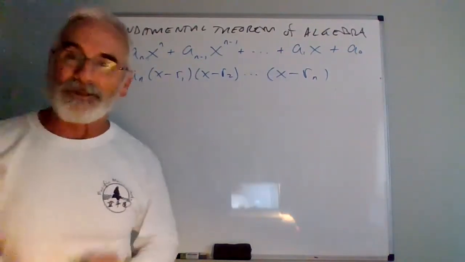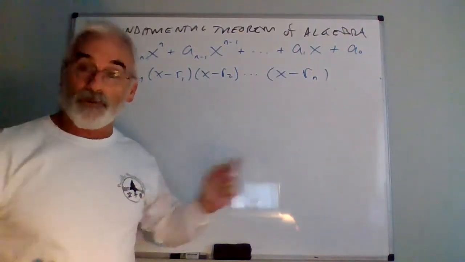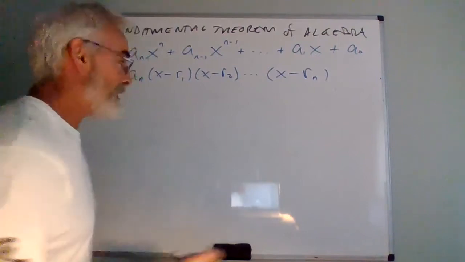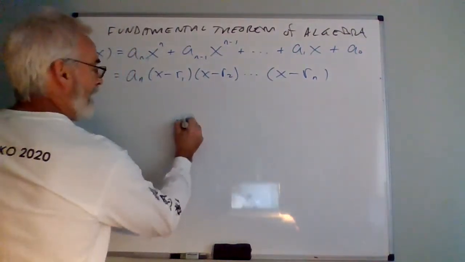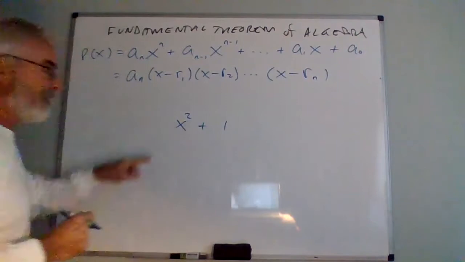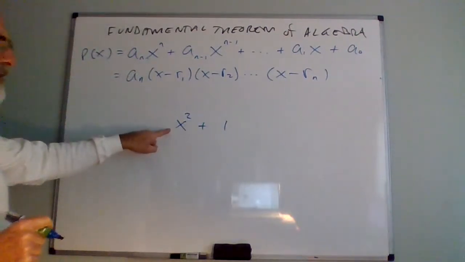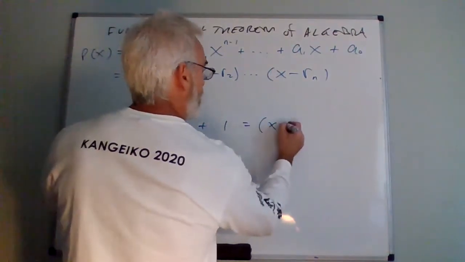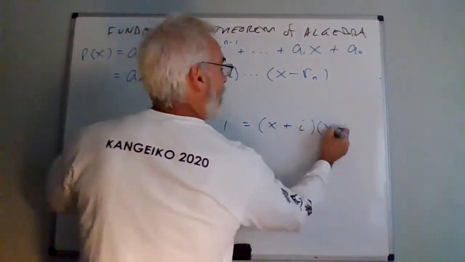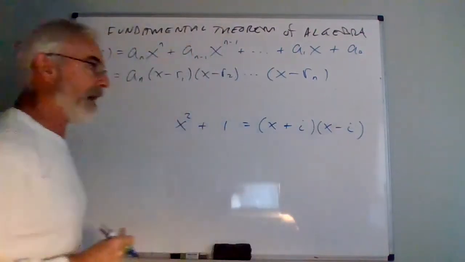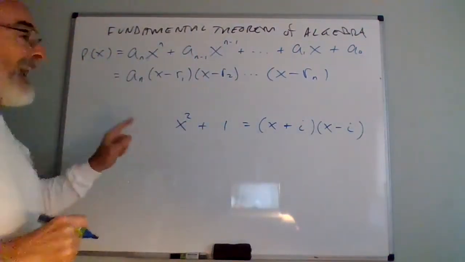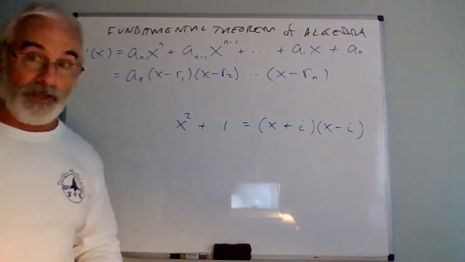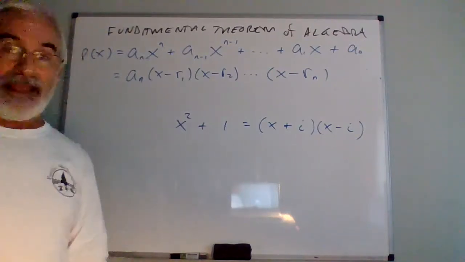Now here's where it gets really interesting. The r's can be repeated and the r's can be complex. You see, if I had something of the form x squared plus 1, this is a sum of squares. We know this has no real factorization, yet we also know it does equal x plus i times x minus i, where i is the square root of -1. Everything can be factored. Not everything can be factored into real terms, but absolutely everything can be factored.